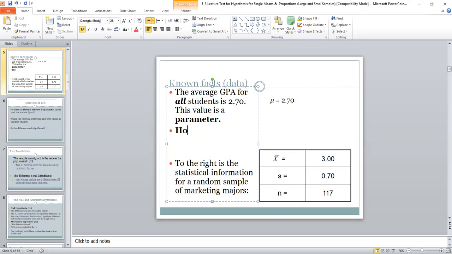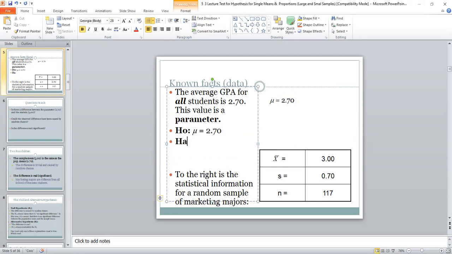H naught colon, with the naught as a subscript: mu is equal to this. Don't look at any of the data on this slide, just look at what I'm doing here. Mu is equal to this. But they're accusing this fellow of grade inflation, so HA colon, mu is not equal to. You cross this one out. No, sorry, grade inflation, so mu is greater than 2.7. So this is greater than 2.7.